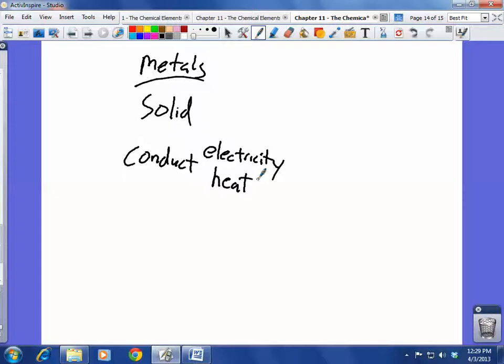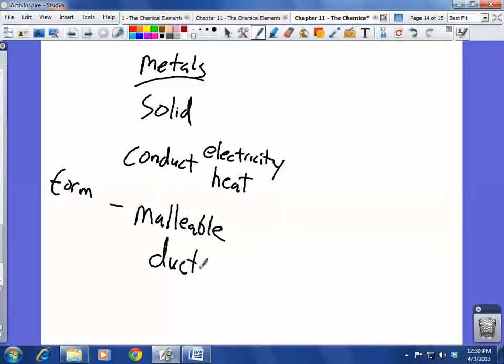What if I took a copper wire and took a hammer to it? Yeah, that's what I was looking for. Malleable. And really, that's just a fancy way of saying that I can form it into shapes. What goes along with malleable? Ductile. Yeah, and that just means I can pull it into wires.